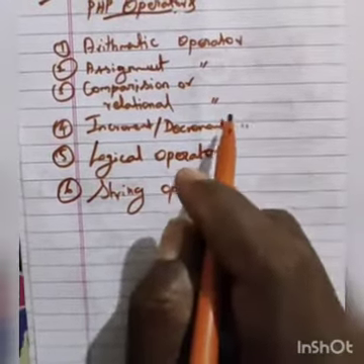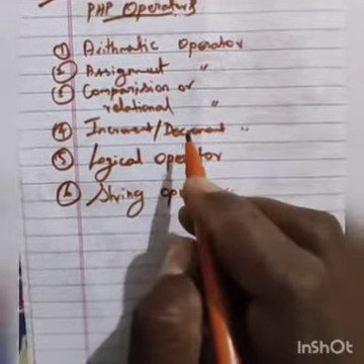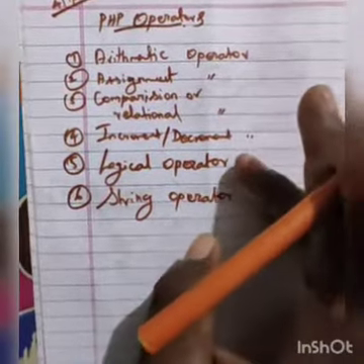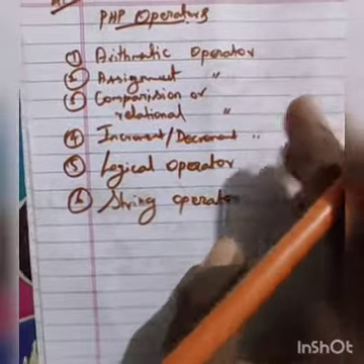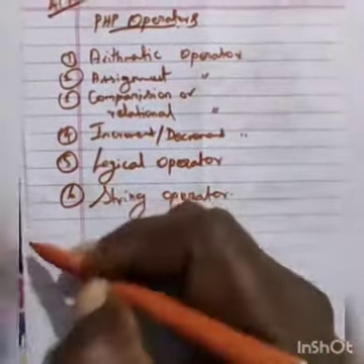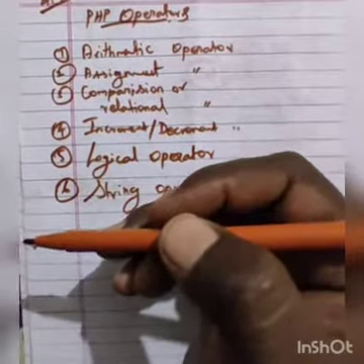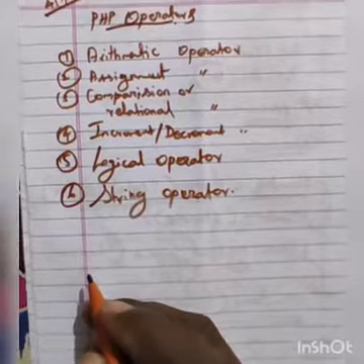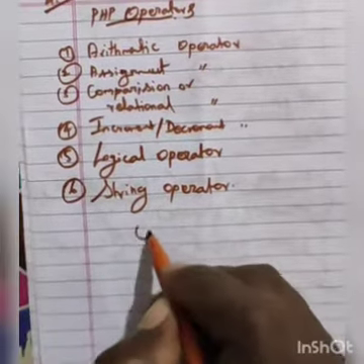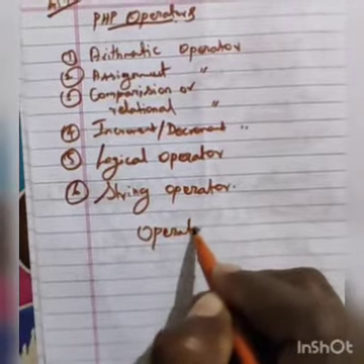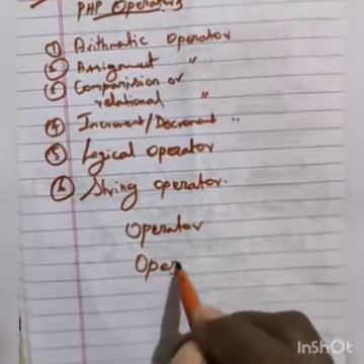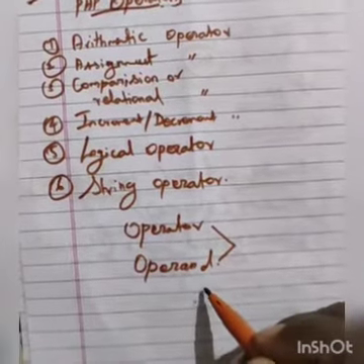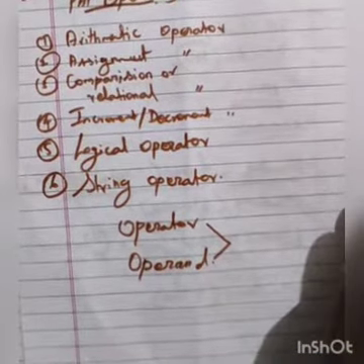So what are these operators used for? They are used for mathematical calculations and logical operations in a programming language. All these operators you can use for calculation. Okay, good. See here, first of all I will teach you the basics. What is an operator? What is an operand? If you understand these two things, you can easily understand each and every operator.